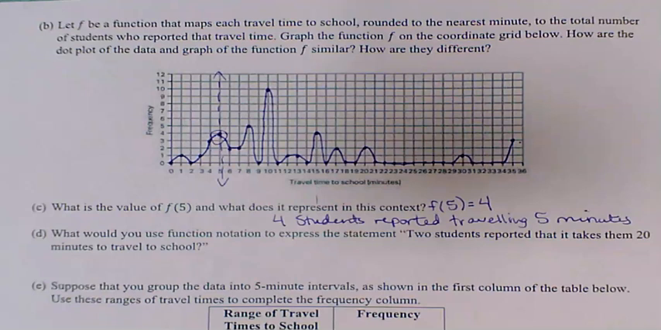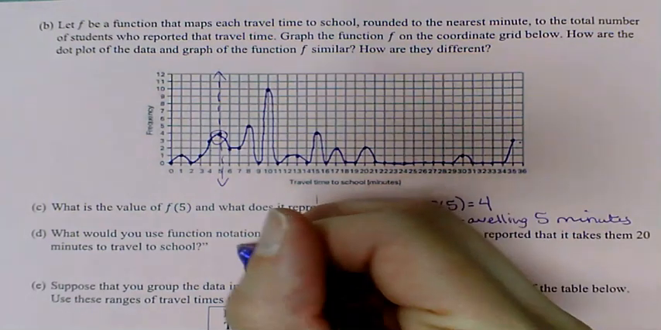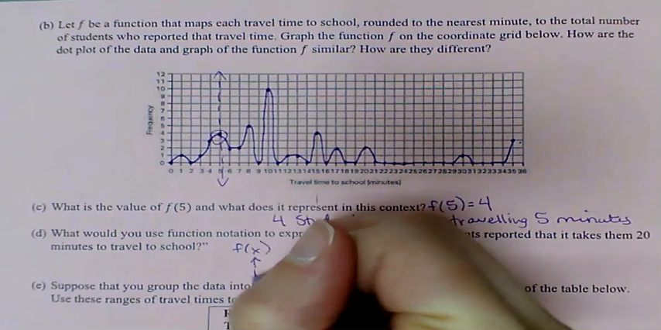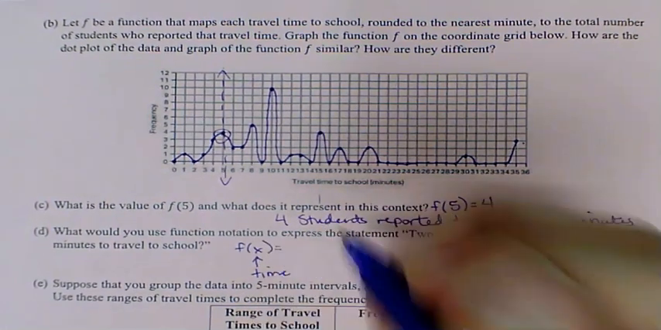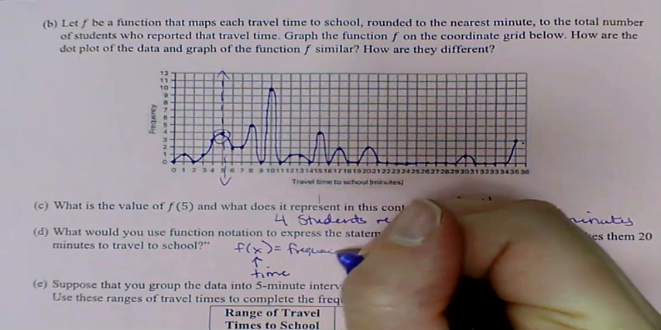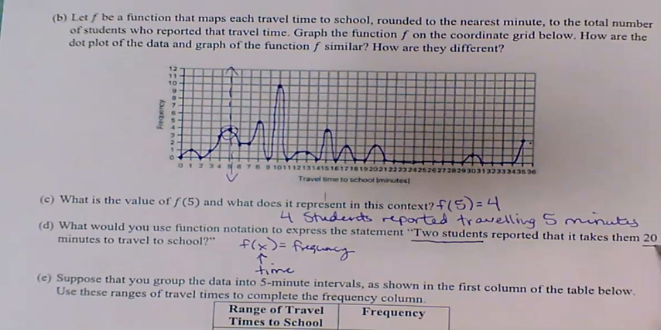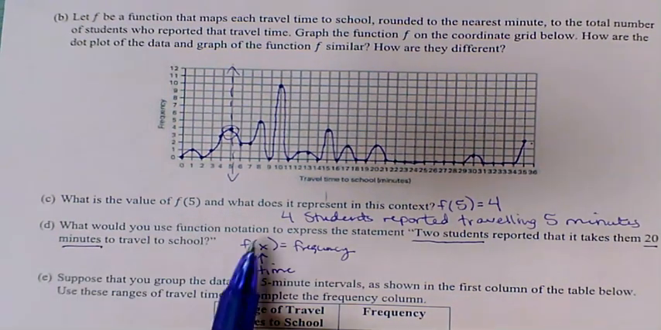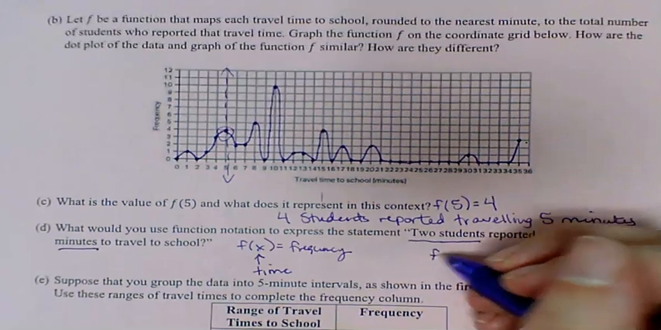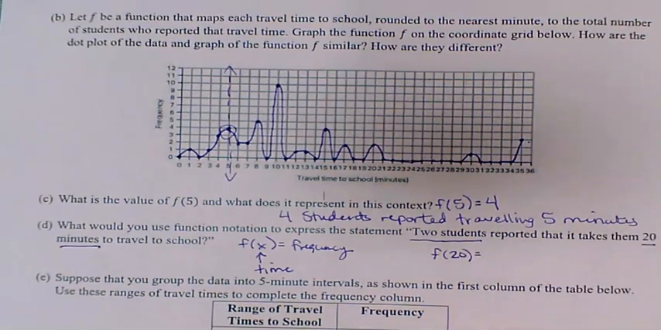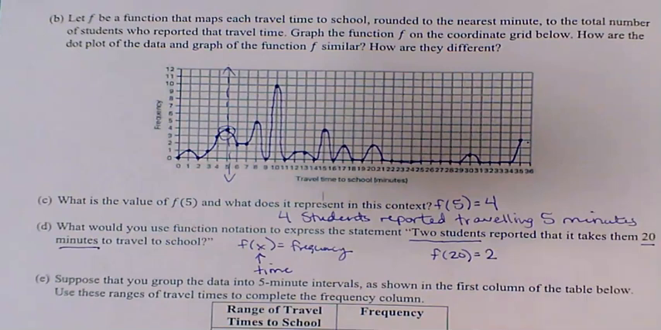Part D. Use function notation to express the statement, 2 students reported that it takes them 20 minutes to travel to school. So keep in mind that when you're writing f of x, x is an amount of time, and what it equals is a frequency. So if we say 2 students reported that it takes them 20 minutes, 20 is an amount of time, so I would say f of 20. And the frequency is 2. 2 students chose that.